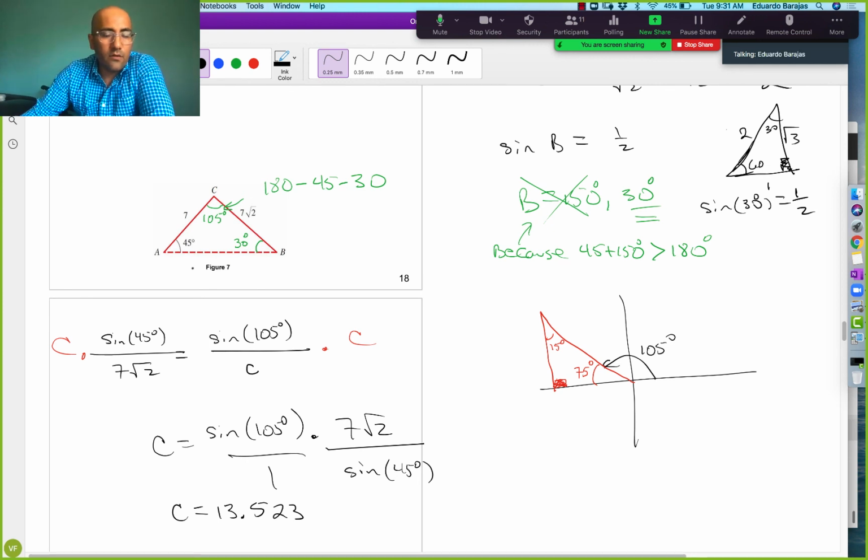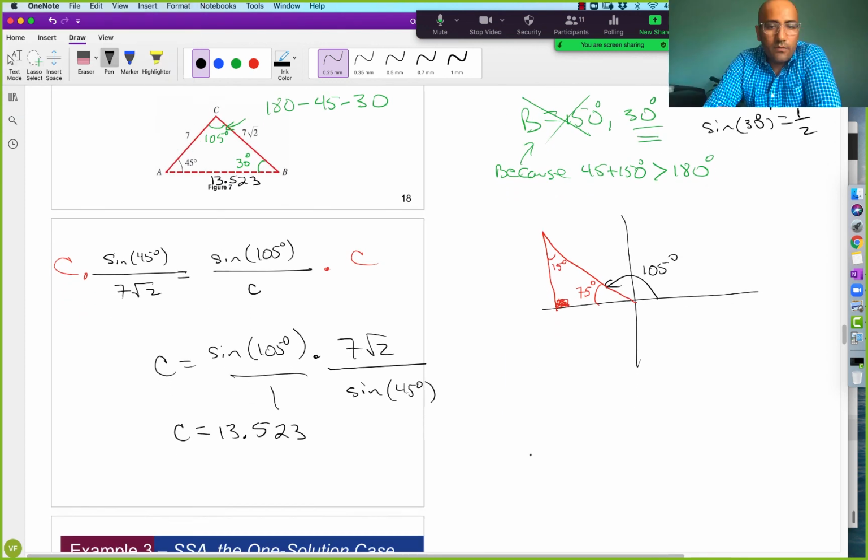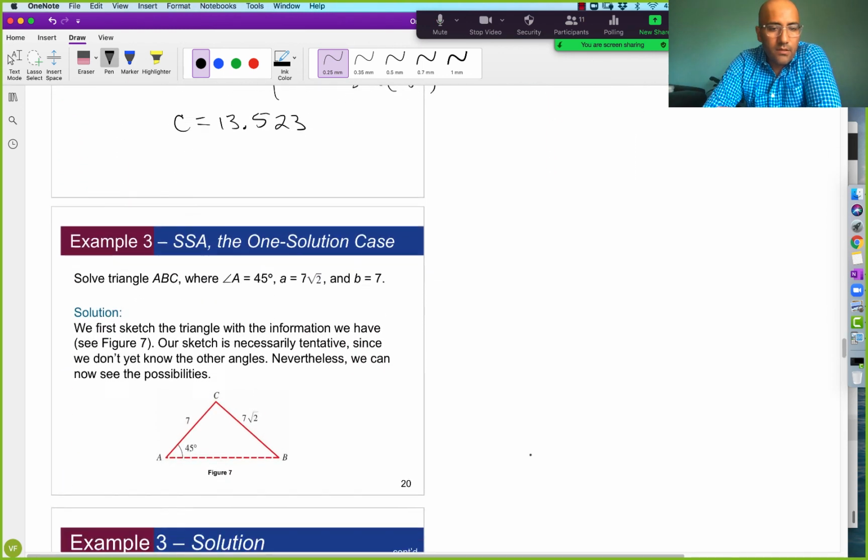Good. All right, so we've solved our triangle. We know that this side must be 13.523. Any questions? No? Let's see what the author did.